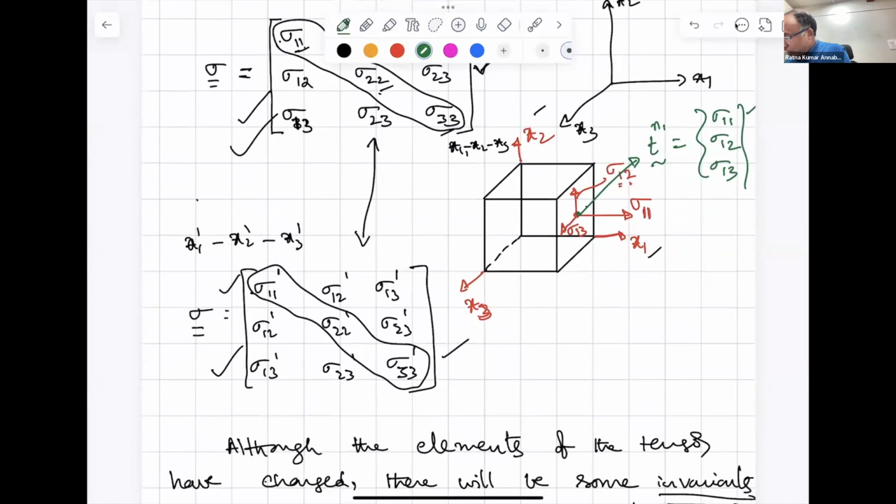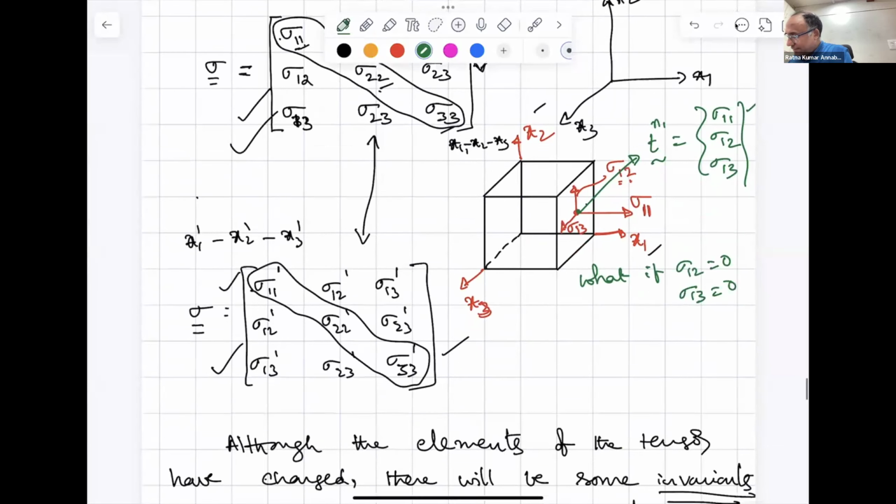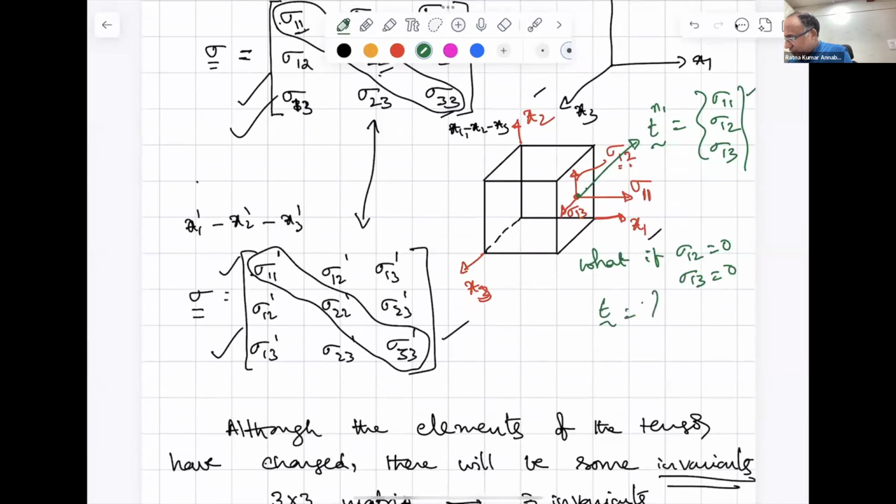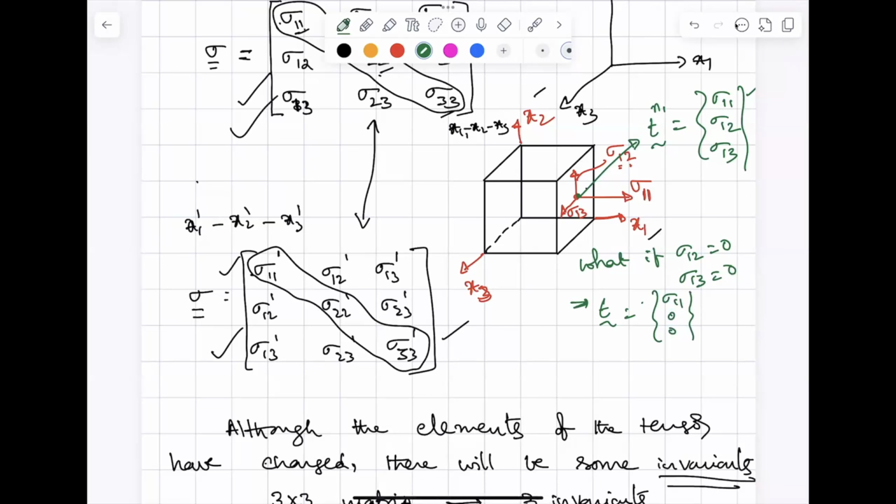Now imagine what if sigma 12 is equal to 0 and sigma 13 is also equal to 0. Then the traction will be sigma 11 0 0. Do you agree? Then the traction is equal to sigma dot n, where n is 1 0 0. Then what happens to the direction of the traction vector? It aligns with sigma 11, aligns with 1 0 0, with E1 hat.